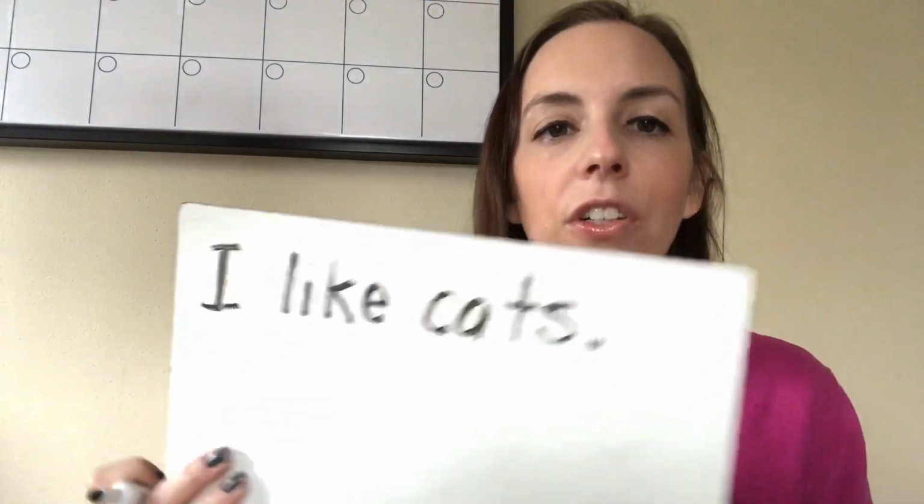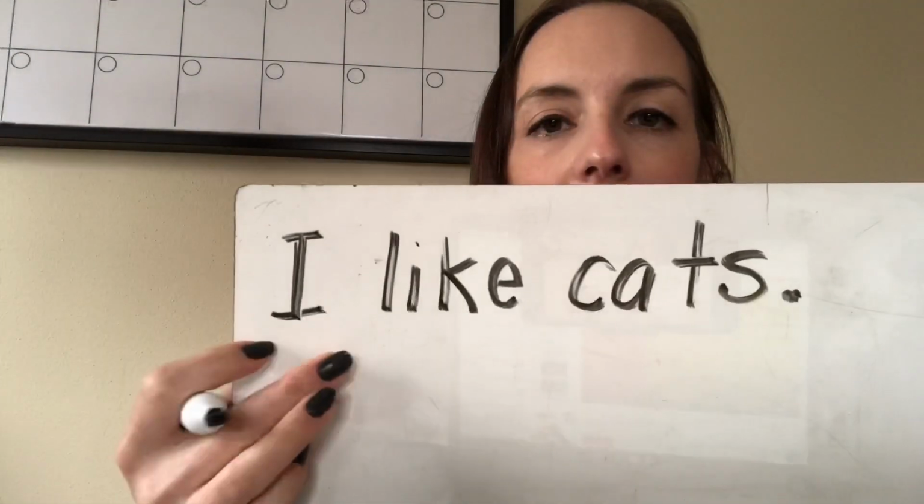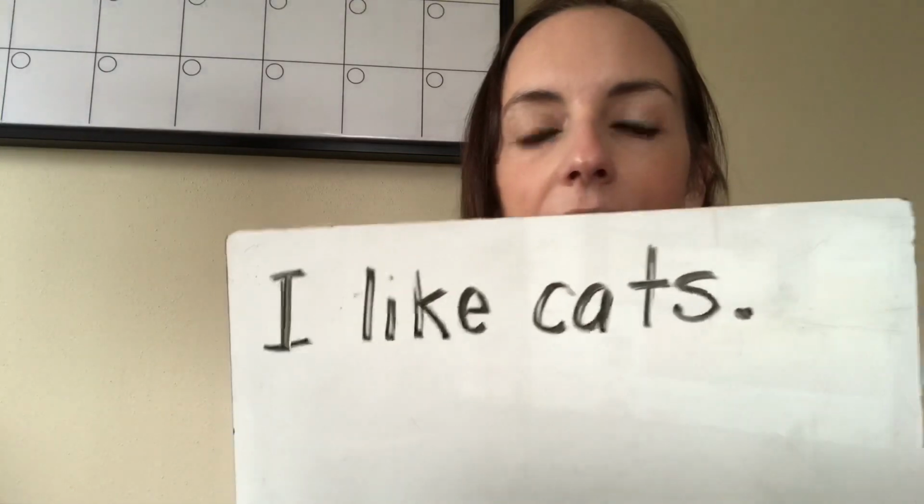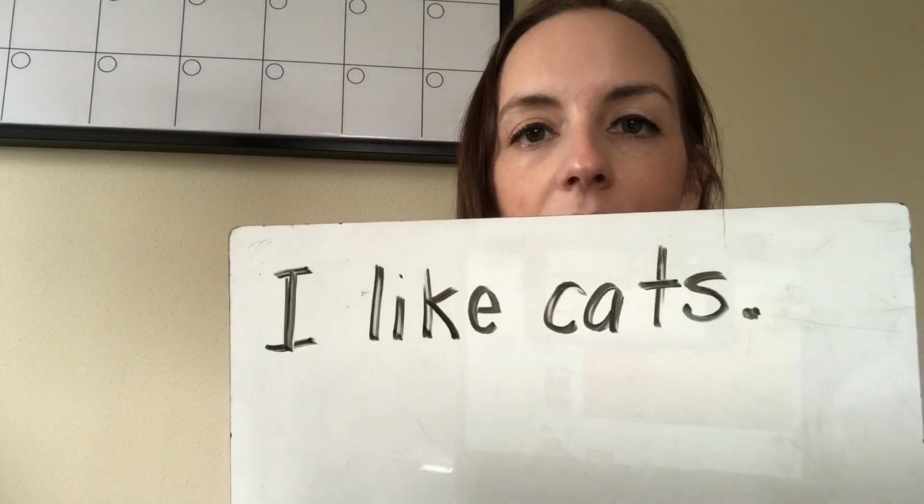I like cats. If you need more time, go ahead and pause the video and write your sentence. I like cats. Excellent. Your sentence should look like this: a capital I, all lowercase letters, and a period at the end. Good. Okay, let's do another one.